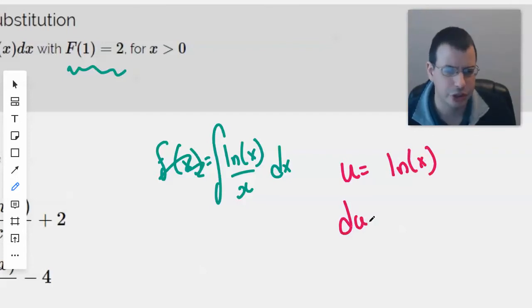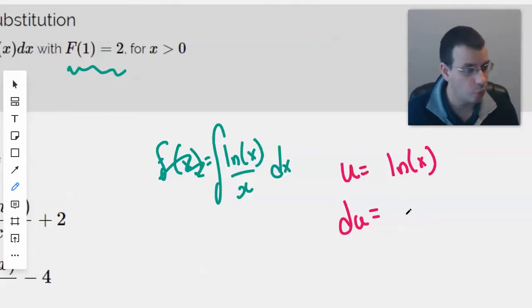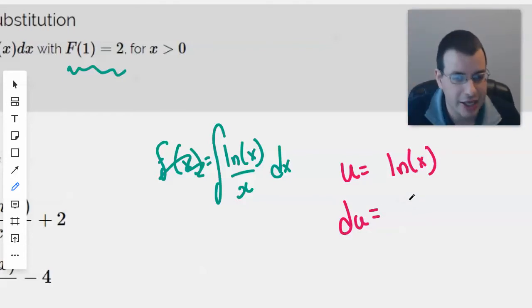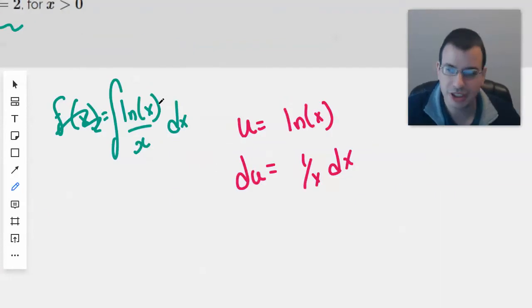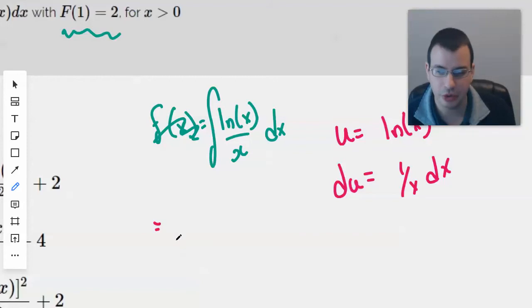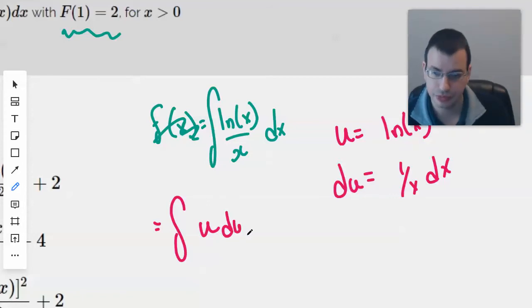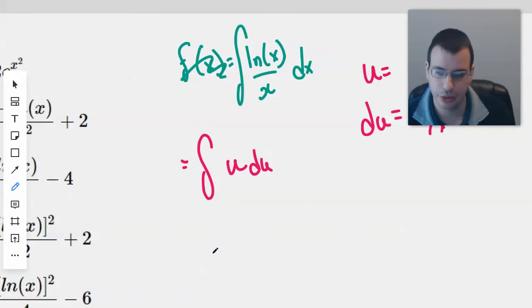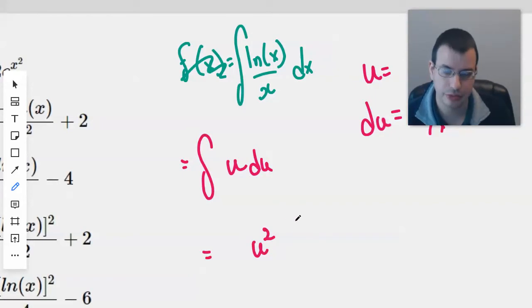So we say that u equals part of the equation, and du will then be 1 over x dx, because we can see that 1 over x is the derivative of natural log of x. That's why we choose u to be natural log of x. And therefore, this will equal the integral of u du, which will equal u squared over 2 plus c.